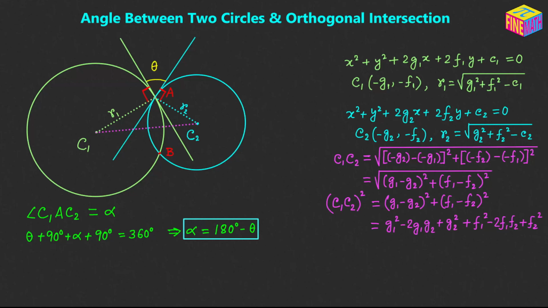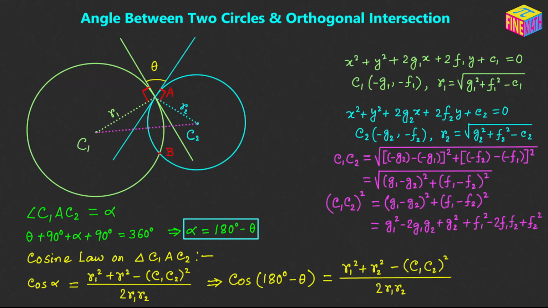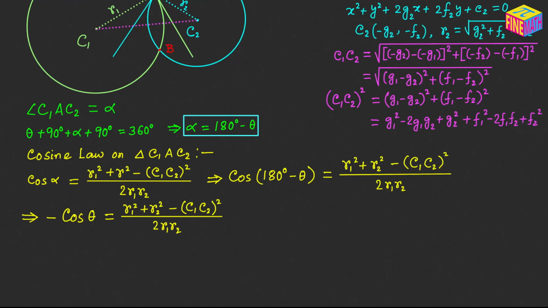And next, we are going to use the cosine law on this little triangle, which is C sub 1 A C sub 2. If we try to find the cosine of the angle alpha, which is the angle C sub 1 A C sub 2, then using the cosine law, we can write it like this. Next, we are going to use the value of alpha, which is 180 degrees minus theta. So we can write it like this. And cosine of 180 degrees minus theta is actually negative cosine of theta. So we can write the equation like this. On the left hand side, it becomes negative cosine of theta, and on the right hand side, it's exactly like that. And now let's multiply both sides by negative 1. So our equation is going to look like this.